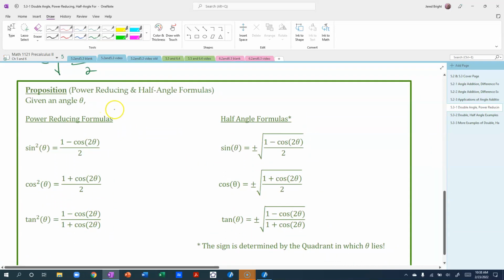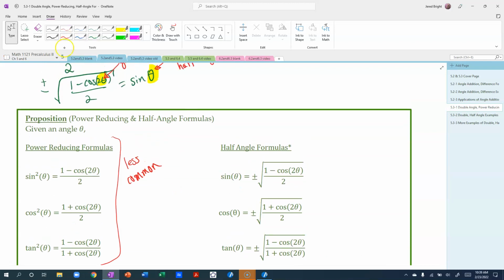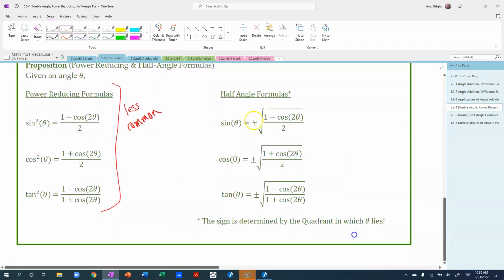And with that, we can do similar formulas. The power reducing formulas are less common, but we actually find those on the way to the half angle formulas, because you would just square root each of the power reducing formulas to get the half angle formulas effectively. One thing that I want to mention is there was that plus and minus out in front. To choose whether it is plus or minus, we need to look at the quadrant where theta is. That's a super important part. Then make the choice based on that.